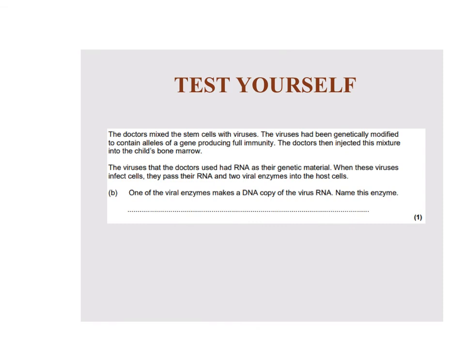The doctors mixed the stem cells with viruses. The viruses had been genetically modified to contain alleles of a gene producing full immunity. The doctors then injected this mixture into the child's bone marrow. The viruses that doctors used had RNA as their genetic material. When these viruses infect cells, they pass their RNA and 2 viral enzymes into the host cells. One of the viral enzymes makes a DNA copy of the virus RNA.